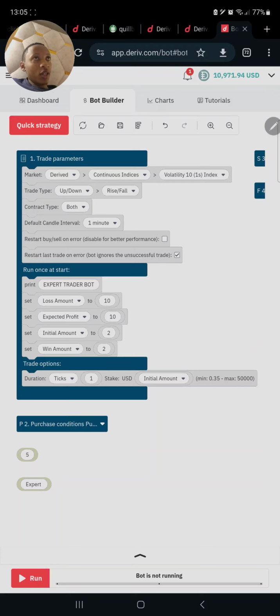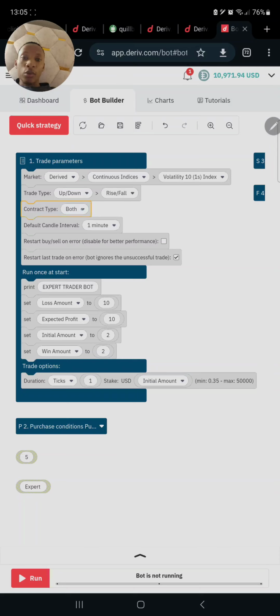Day traders stay in the market and analyze that market until whatever happens. I am very impatient, so I do scalping. Scalping is sweet and also very risky. So this is how I do it. After making my settings here, up down, rise and fall, you can check the contract type, it's both. If you check very well, there is rise and there is fall.